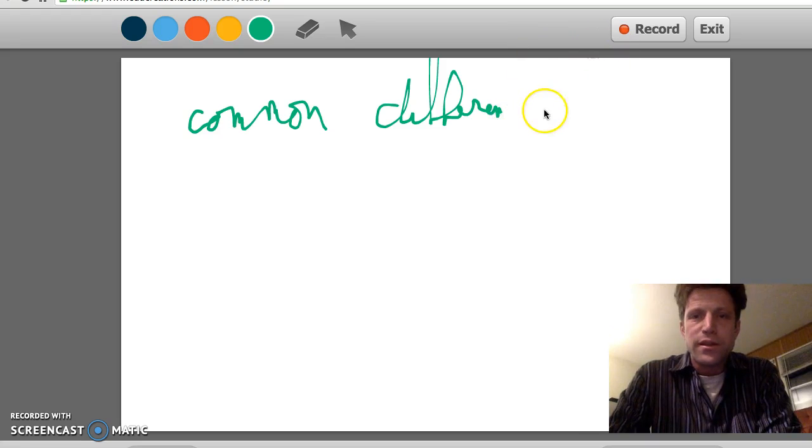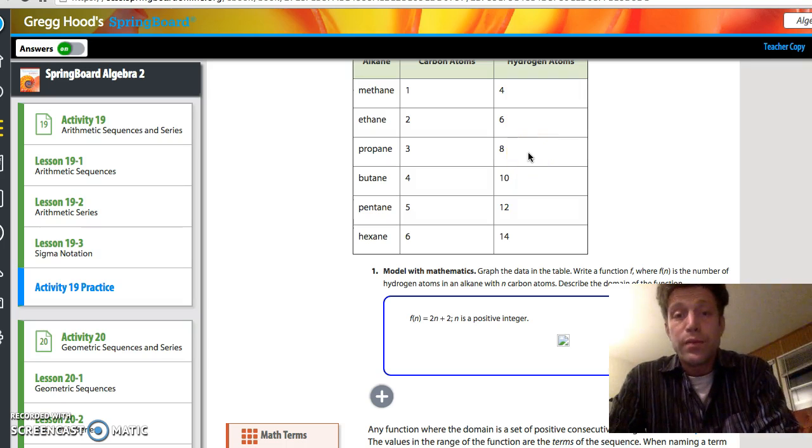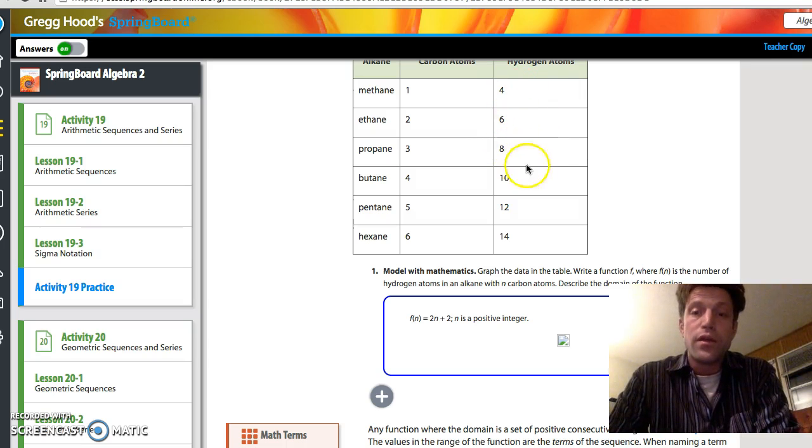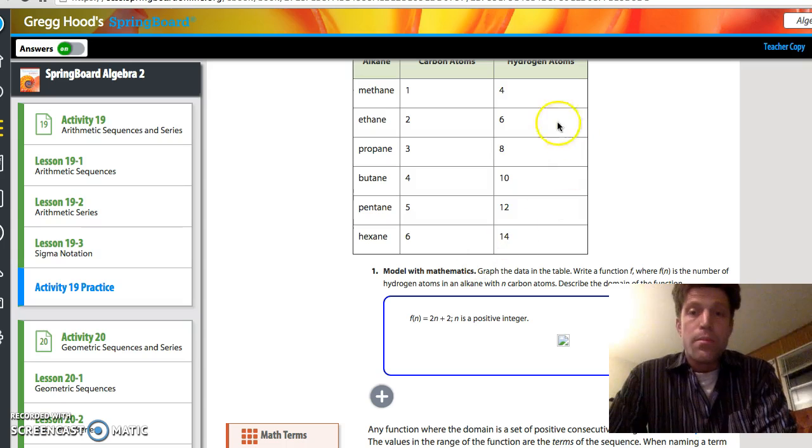Common difference. The common difference here is 2. So in an arithmetic sequence, every term you add the same thing to it, and the difference between the terms is constant. This is an arithmetic sequence too, and the common difference is 1. An arithmetic sequence can have various starting points.